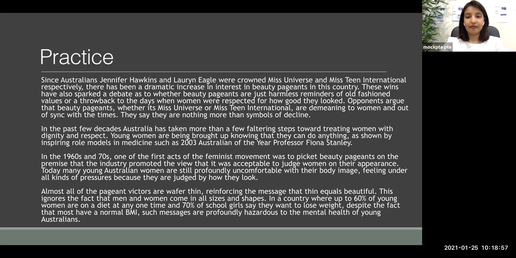And the second sentence that I would pick is the second line of the third paragraph. Today, many young Australian women are still profoundly uncomfortable with their body image, feeling under all kinds of pressures because they are judged by how they look. This kind of summarizes the whole passage. So I'm picking these 2, but you can pick whichever you want. Only criteria is make sure both of the sentences are independent standalone statements which contain keywords in them. Okay. Now I'll just copy paste in the next page to save my time, but you don't have the option to copy paste. You have to look at it and type your answer.